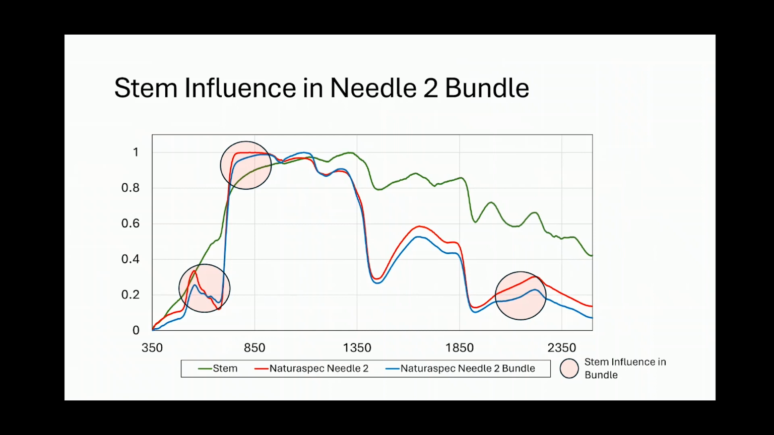And you can see that the stem is flattening out our chlorophyll absorption, and a little bit to the right in the second circle, it's flattening out that red edge response as well. And then there are absorption features in the circle to the right that are present in the bundle but not present in the individual needle. So we're getting a more accurate representation for field measurements using our adapter than otherwise.